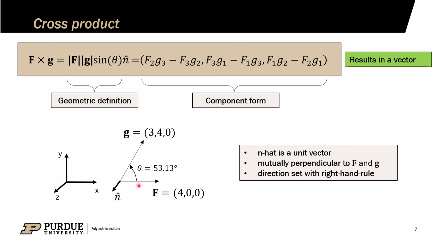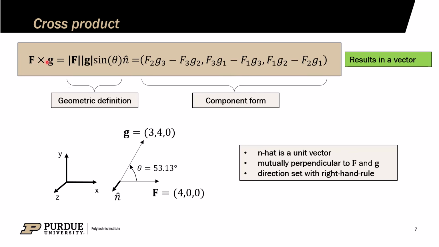So we know that this n hat vector is going to be perpendicular to both f and g, but I don't know which direction it's facing. In this case, f and g both lie in the xy plane, so I know n hat is going to be aligned with the z-axis, but I don't know if it's pointing in positive z or negative z. To determine that, we use the right-hand rule, and the order of the cross product becomes important.